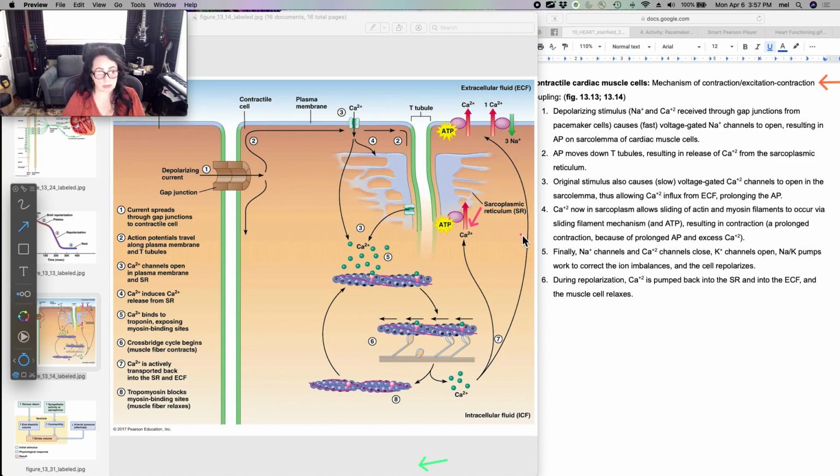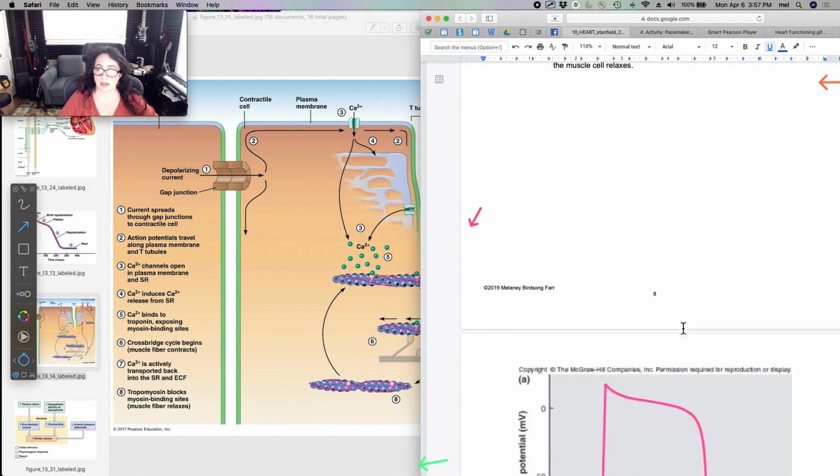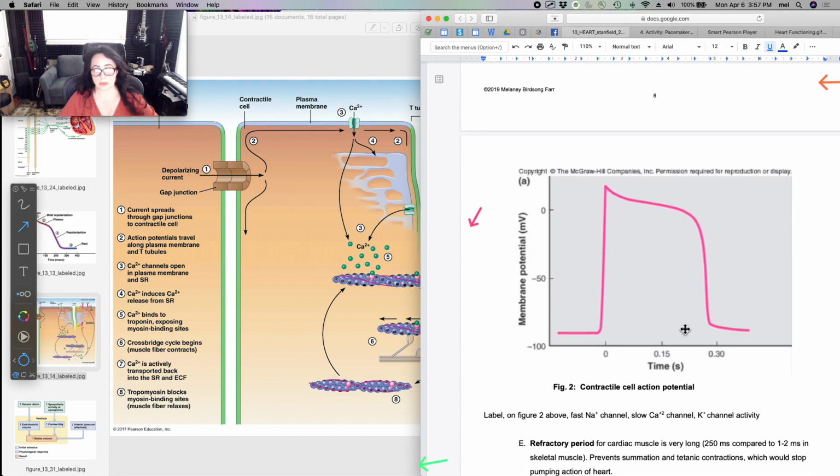And then of course, when you get rid of all the calcium, you know what happens. Then the tropomyosin slips back into position, right? And then the sarcomere lengthens, and then you're back to your original relaxed sarcomere position. So let us go through the contractile stuff on this one.